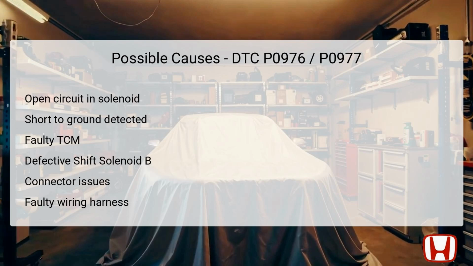Other possible causes include a faulty TCM, which may fail to send the correct commands or interpret signals correctly. A defective shift solenoid B itself could generate these DTCs if it does not operate as intended. Furthermore, issues with connectors that join these components or problems related to the wiring harness could exacerbate these DTC codes, resulting in miscommunication between the TCM and the solenoid. Each of these possibilities warrants careful inspection and testing to establish the source of the problem accurately.